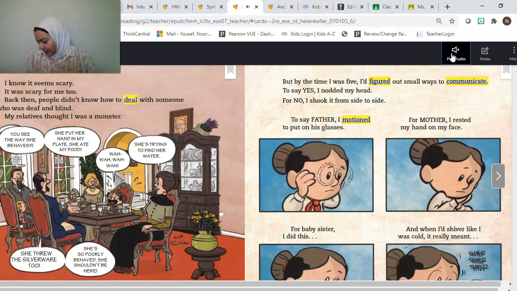Wow. How did Helen's relatives react to her bad behavior? Were they understanding or did they get mad? They weren't understanding. They got mad at her. They weren't trying to understand what she was going through. Right? How does Helen explain her bad behavior? She said she was frustrated because she didn't know if people cared about her, right? She said, Dad, they didn't care about me.